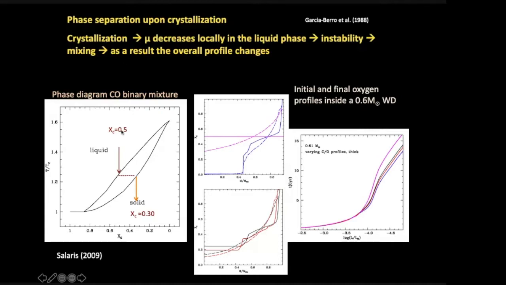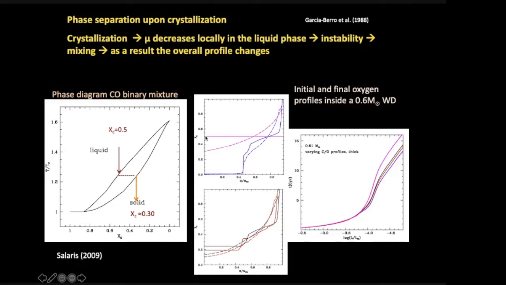Imagine that our white dwarf core has a 50-50 composition of carbon and oxygen. So it's cooling down, so the temperature goes down. This is the 0.5 abundance of carbon in the core. The temperature goes down. Eventually, when we reach the upper line of the phase diagram, this is when we start the crystallization. But at crystallization, a 50-50 chemical composition cannot be in equilibrium. So the equilibrium happens only if the carbon abundance is 30%. So we have a sort of redistribution of the abundances during crystallization due to the phase diagram. So without going into many details, the bottom line is the following.